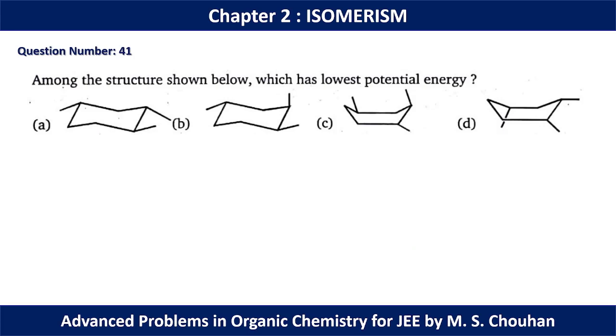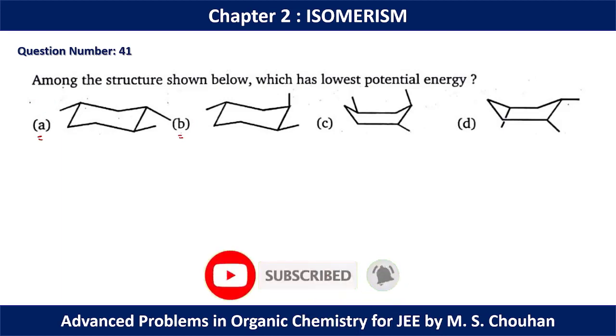In question number 41, among the structures shown below, which has the lowest potential energy? As we know, between the chair form and the boat form, the boat is unstable and the chair form is stable. The more the stability, the lesser the potential energy. That's why the boat structure has more potential energy, and the chair form has less potential energy. So A and B are in chair form.